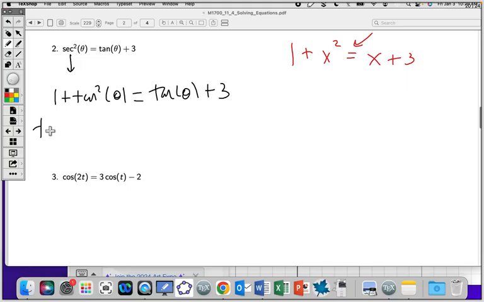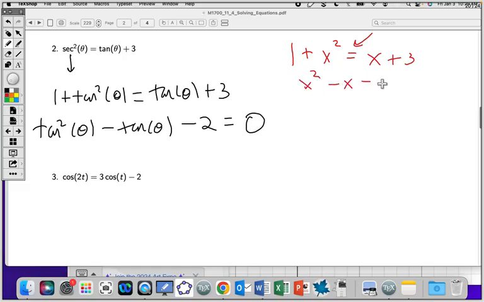So to do that, I'm going to keep the tangent squared theta on the left-hand side. I'll subtract off the tangent of theta. I'll subtract off 3. Subtracting 3 from 1 leaves me with 2. Which will be equivalent over here to x squared minus x minus 2 is 0. To solve this equation, I can factor. I can split x squared into x times x. I need factors of negative 2 that add up to negative 1, so x minus 2, x plus 1, and then I'm on my way.